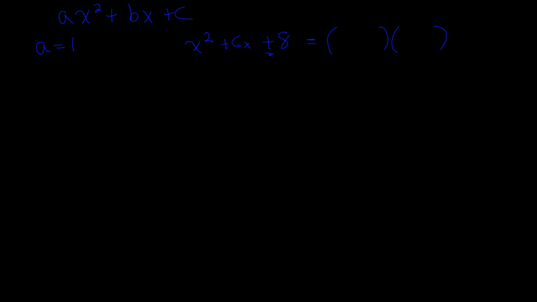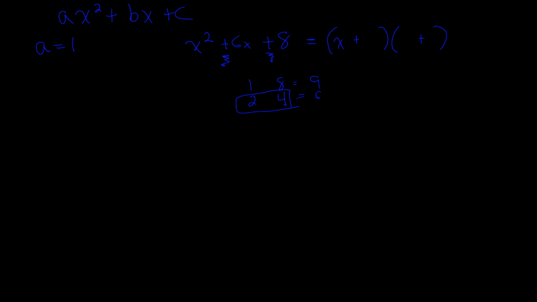Now since the sign is positive, both of these signs are going to be the same. And since this is positive, these will both be positive. And now I need all the factors of 8. Now all the factors of 8 are 1 and 8, 2 and 4. And I need the ones that add up to 6. Well, 1 and 8 gives me 9, and 2 and 4 gives me 6. So these are the factors I need to use.